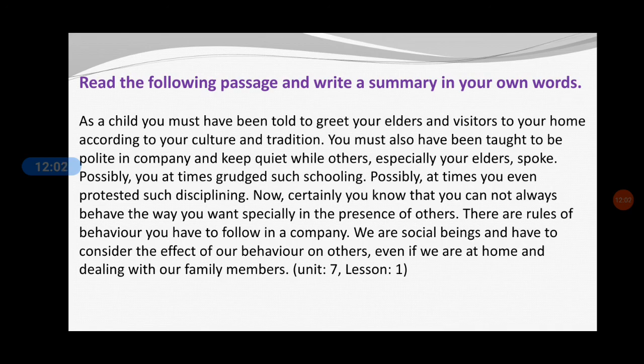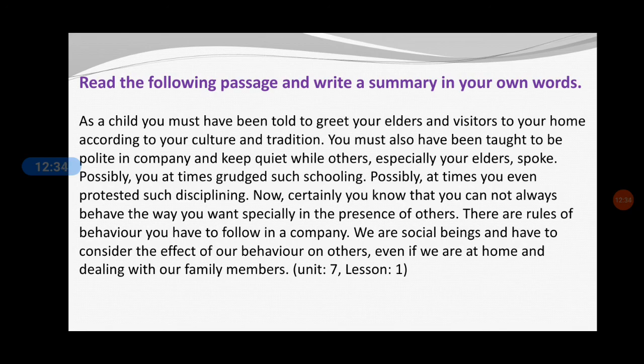We are social beings and have to consider the effects of our behavior on others, even if we are at home and dealing with our family members. So, we all know that this passage is about human behavior, that is etiquette and manners. So, the main point here is etiquette and manners.